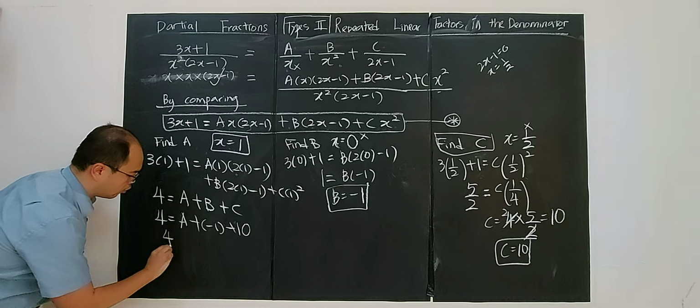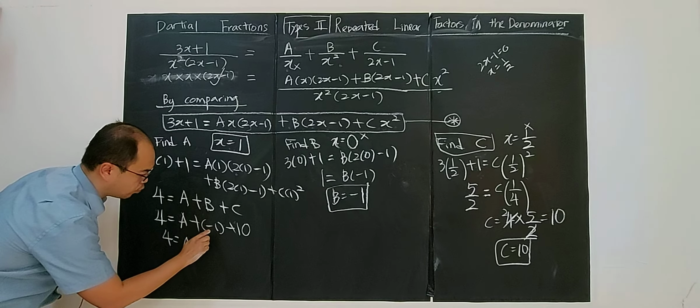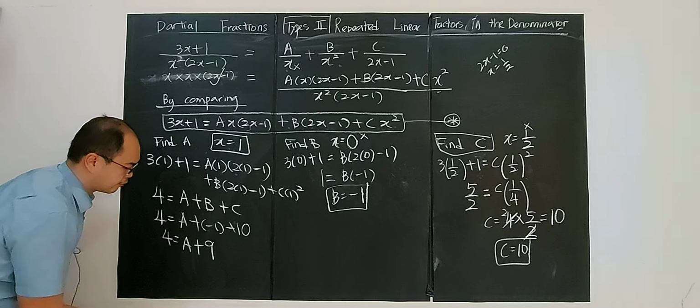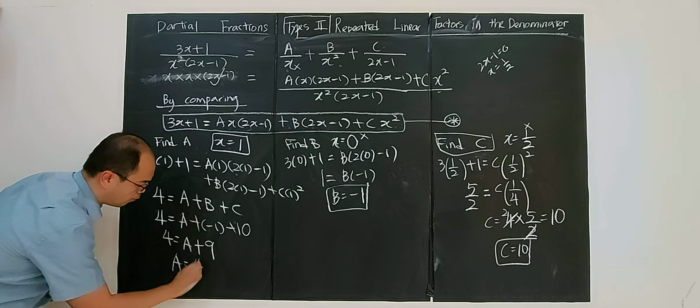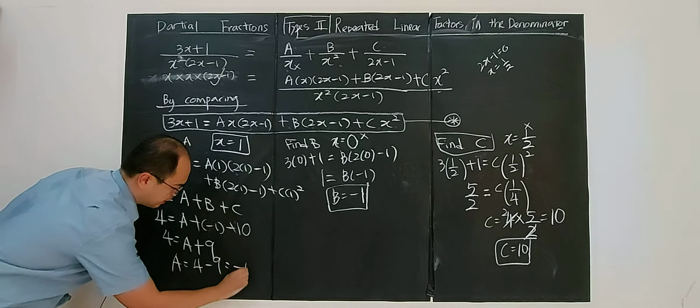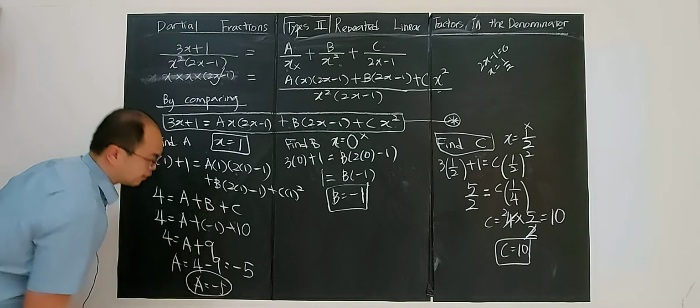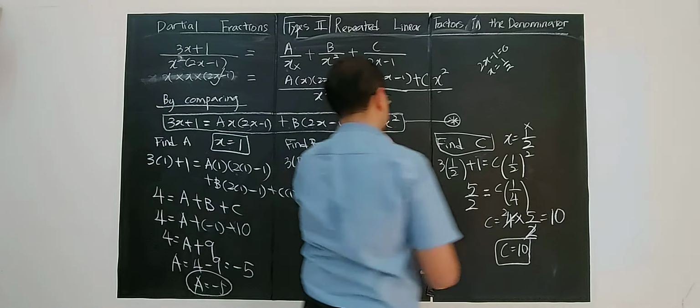So then you have 4 equals A minus 1 plus 10, you will have positive 9, right? So therefore A will be 4 minus 9. You have negative 5. Now you know that A will be negative 5. Done. You have found A, B, and C.